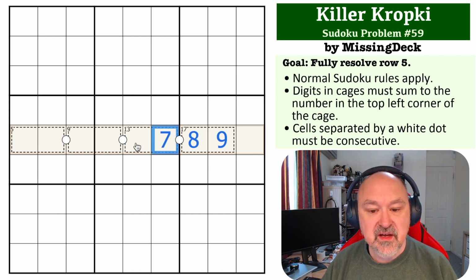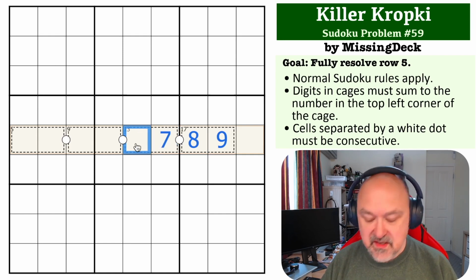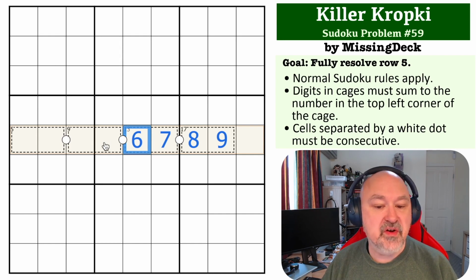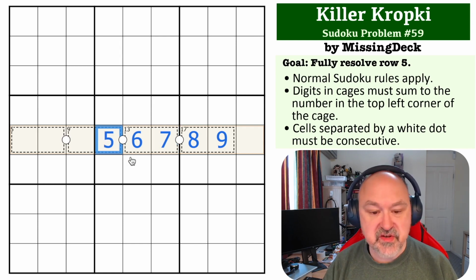Once this is 7, in order for this to be a 13, this is 7 plus 6, and then we've got exactly the same thing. The only digits that are consecutive with 6 are 5 and 7, but the 7 is already gone, so this becomes 5. 5 plus 4 equals 9.